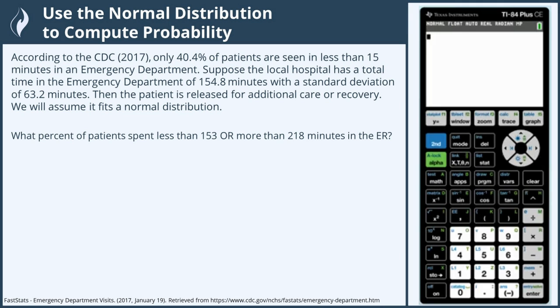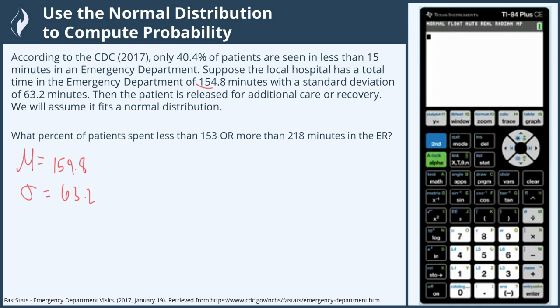We will assume this fits a normal distribution. What percent of patients spent less than 153 or more than 218 minutes in the ER? The first thing I'd like to do is point out our mean and our standard deviation. So our mean, we will use the Greek letter mu. 154.8 is our mean, and our standard deviation is 63.2.